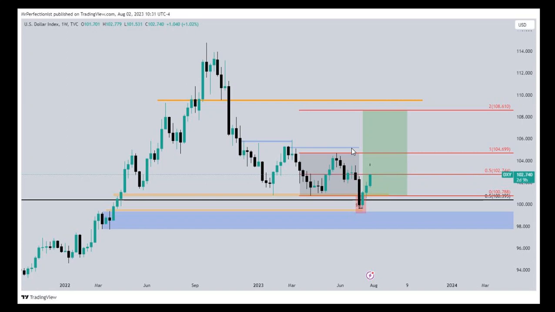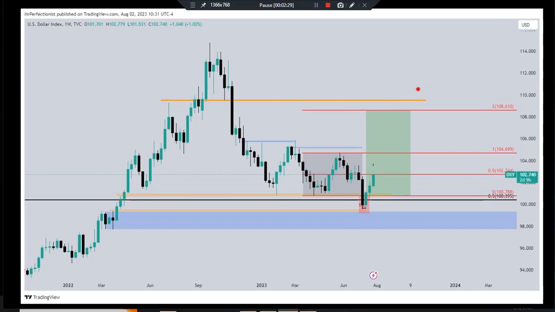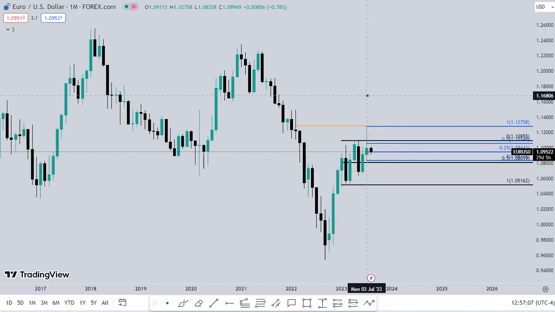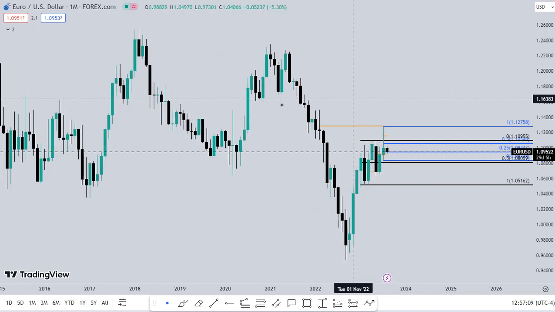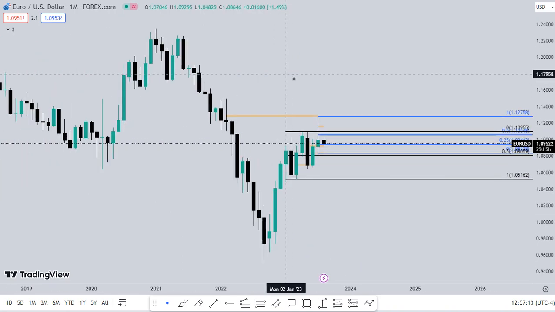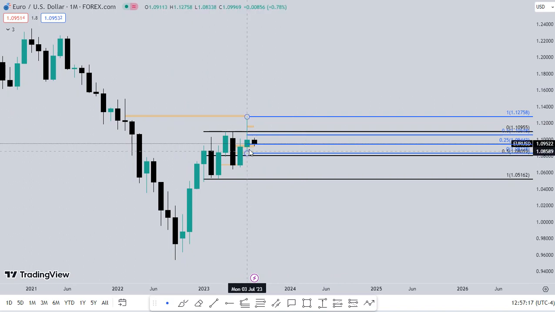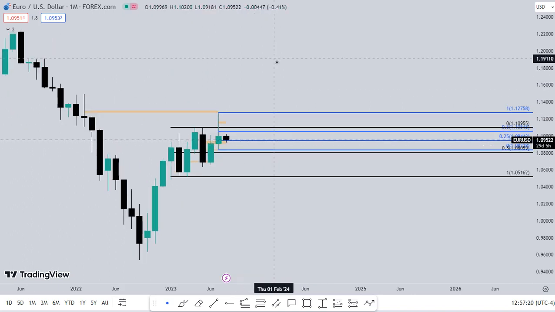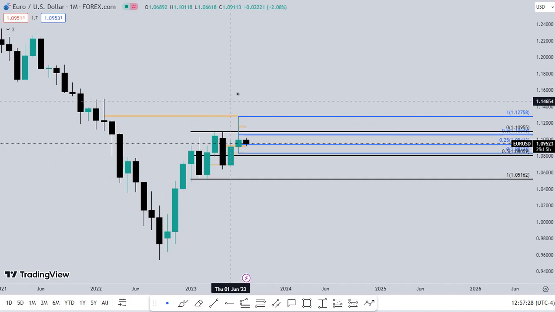Now we go to the Euro Dollar chart. So here we are with the Euro USD monthly time frame chart, and here you can see that we closed the previous monthly candle and it got closed within this range. So it's not looking good for Euro Dollar, and it looks bearish.